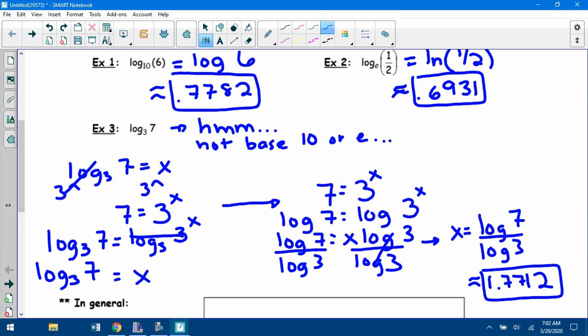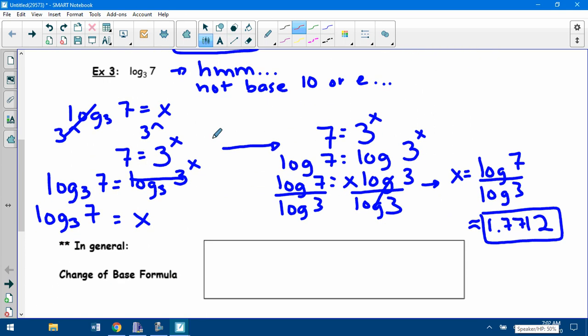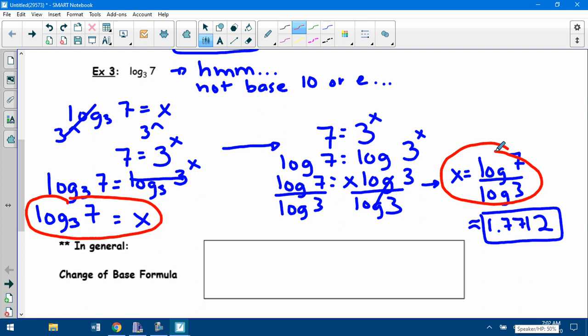Okay, but look at what we just did. We developed something called a base change formula. I solved this equation two completely different ways, and in both cases I was able to solve for x. The algebra I did was totally legitimate, so if those are the same x's, then the only thing that can be true is that log base 3 of 7 is equal to log of 7 over log of 3.